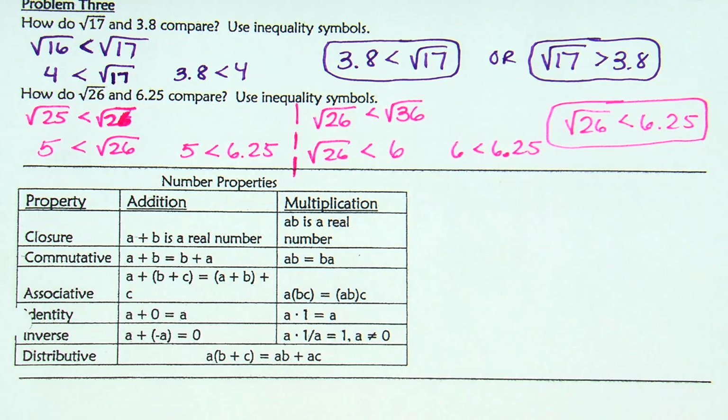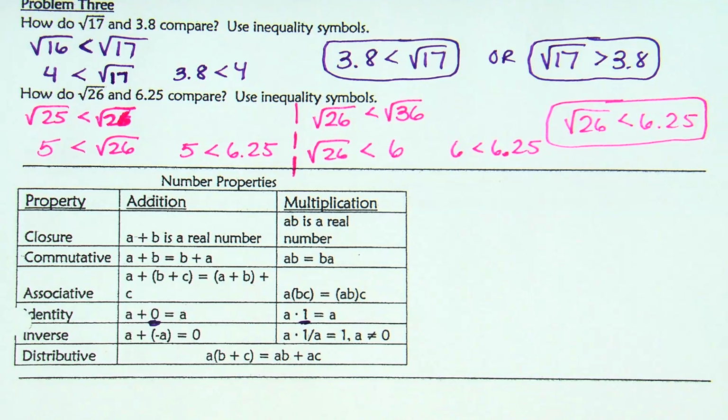Identity property. How do you get something to stay the same? So what can I add to a number that allows it to stay the same? And that's 0. So the adding identity is 0, because if I add 0, something stays the same. What can I multiply something by to get to stay the same? 1. So my multiplying identity is 1.